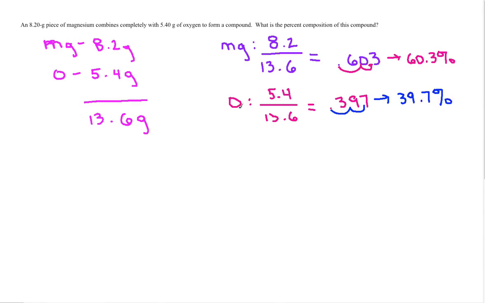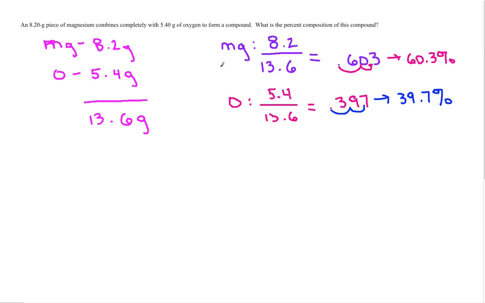So I just take each of these individual elements and divide their mass by the total mass of the compound. So 39.7% of the compound is oxygen, and 60.3% is magnesium. What you should notice, however, is that if I find the percent composition of magnesium, which is 60.3, it would only make sense that the rest of the 100% that makes up the entire compound would be oxygen.